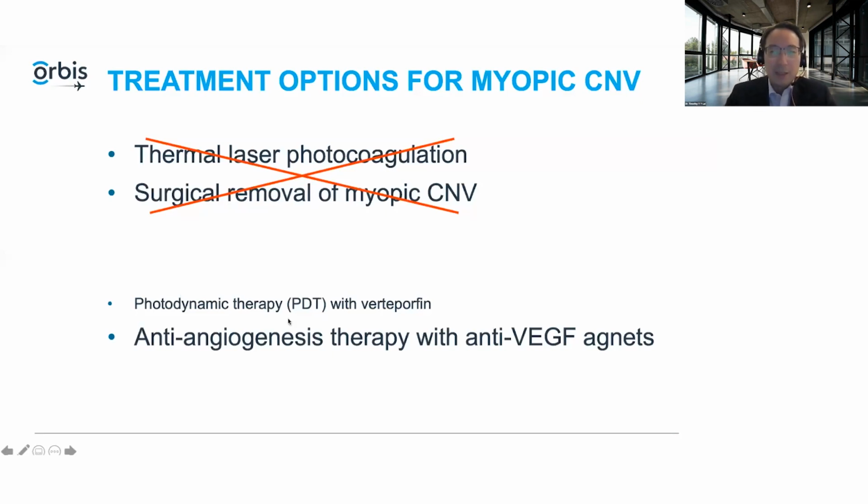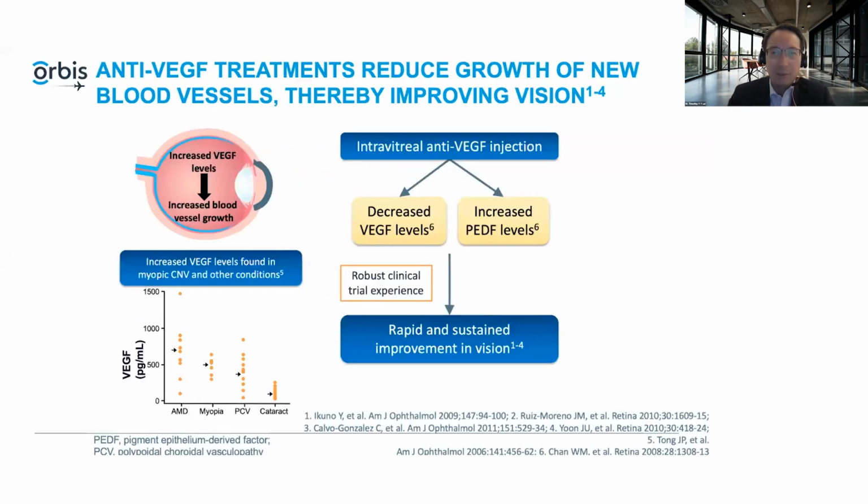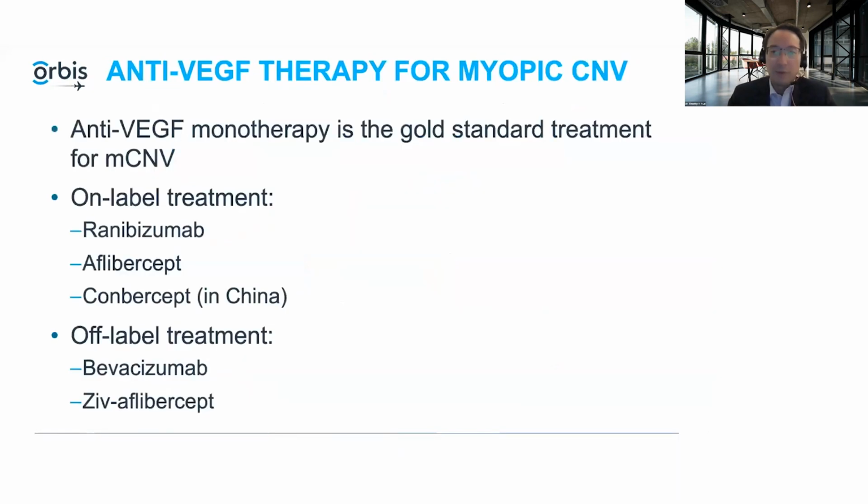PDT is the first treatment available. It can maintain the patient's vision, but could not improve the vision. But we rarely do it nowadays unless the patient has a contraindication. Most of the treatment now uses anti-VEGF agents as anti-angiogenesis therapy. So why do we use anti-VEGF? Because we've known that the CNV was associated with elevated VEGF level inside the eye, and we've got very good clinical trial experience that it can improve the vision.